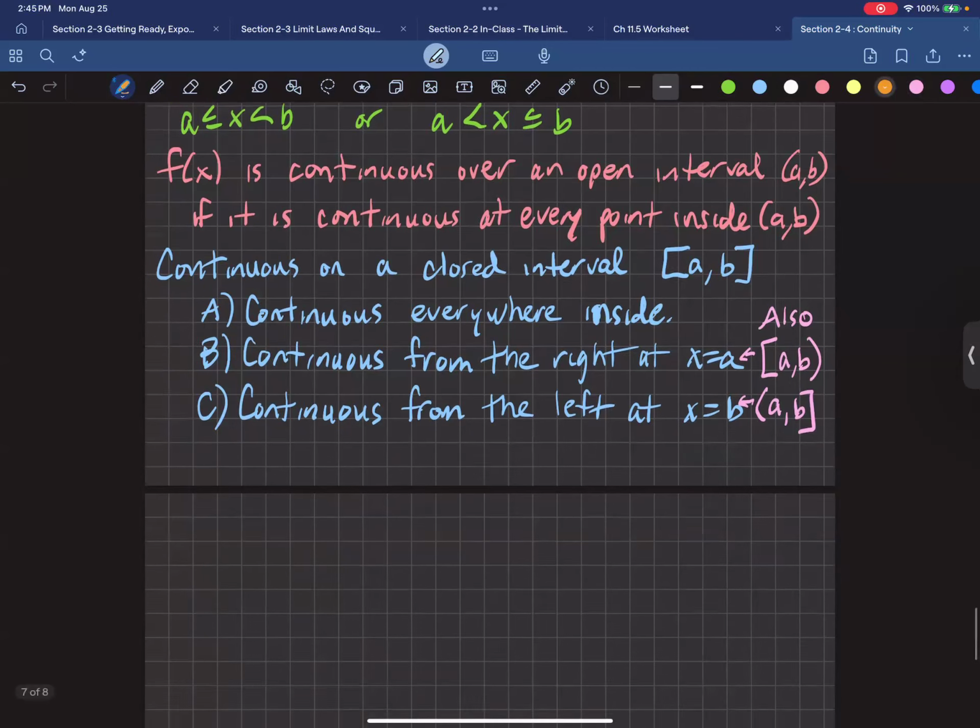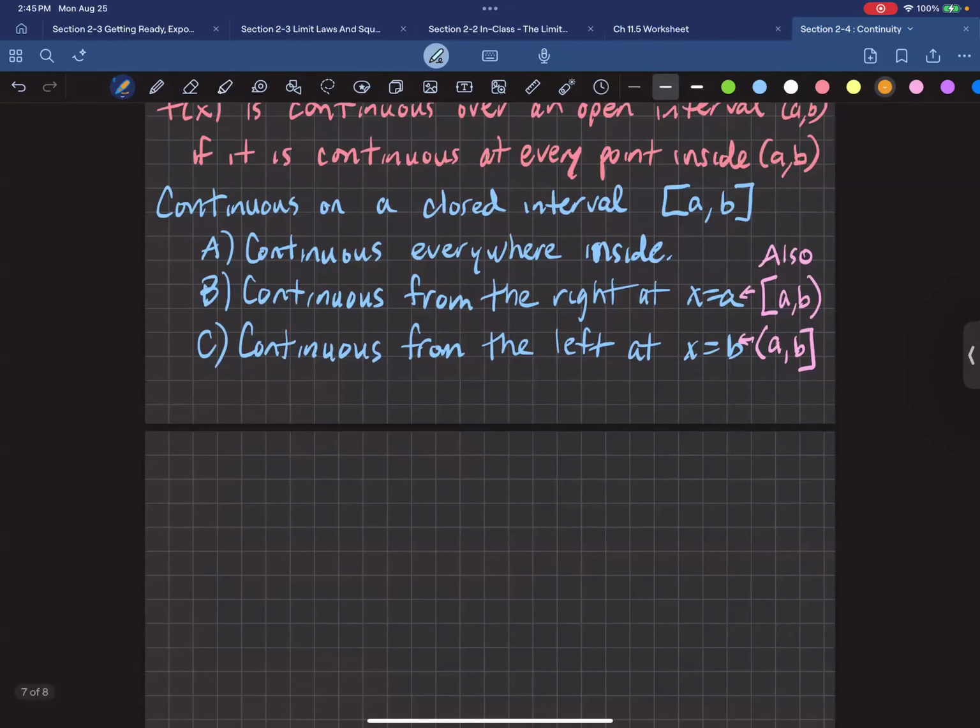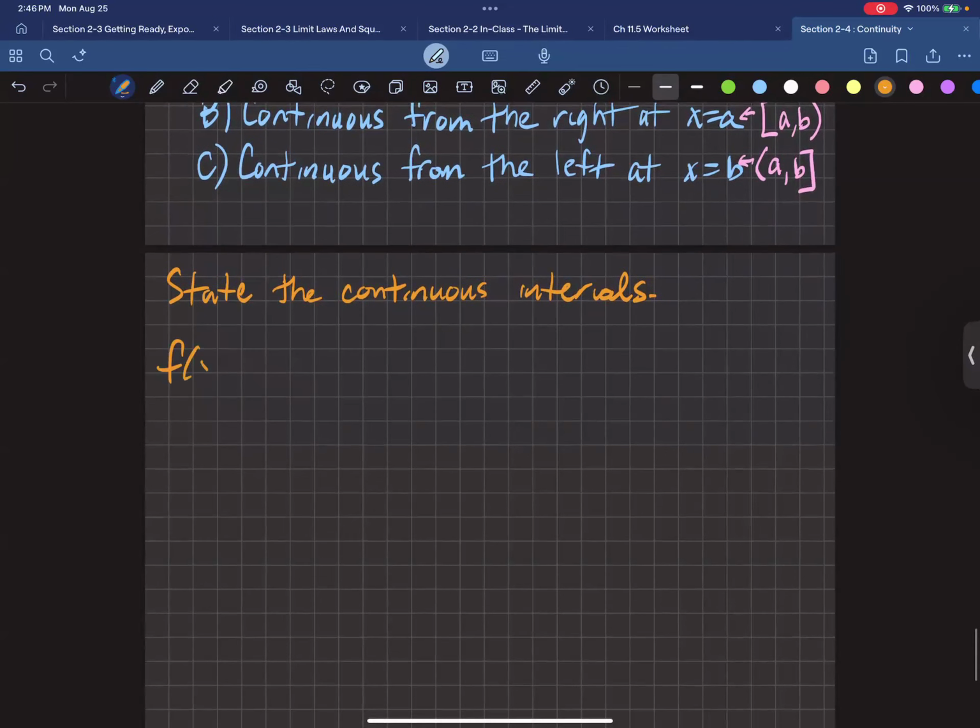So let's take a look at some examples. Let's find or state the continuous intervals. I'm going to do f of x equals x plus 3 over x squared minus 4x plus 3. Now you can't cancel out the 3's because of the addition sign, but we can factor. So f of x is x plus 3 over, if I factor the bottom, x minus 3 and x minus 1.